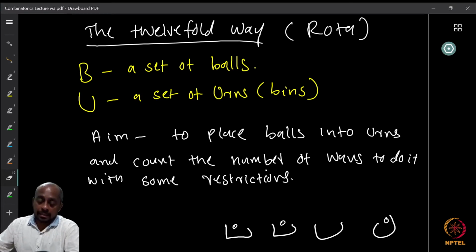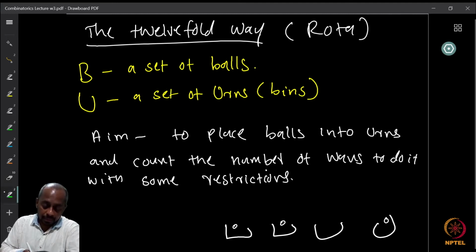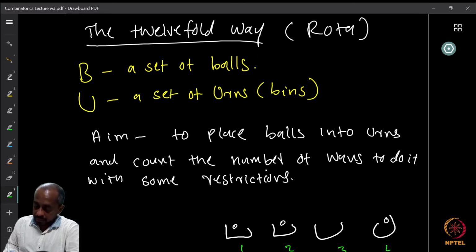Then what other conditions can you put? For example, you can say that I have labeled the boxes. The boxes are different now: box 1, box 2, box 3, box 4, so the boxes are labeled. Then I can ask the same question. With the labeled boxes, if the balls are going to the boxes, how many different ways are there if I allow at most one, at least one, or arbitrary?